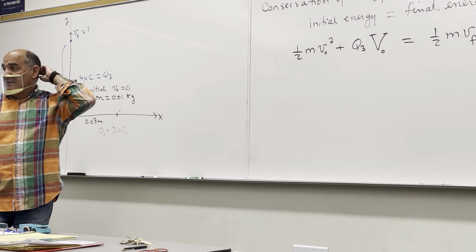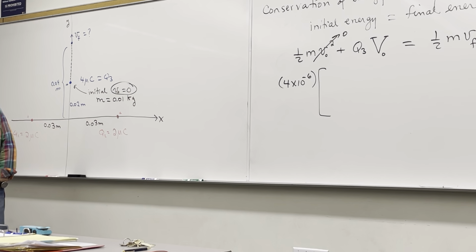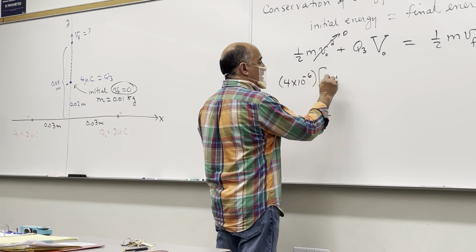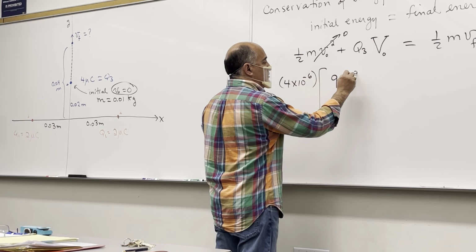Q3 is 4 microcoulombs, so it'll be 4 times 10 to the minus 6 coulombs, right? That's Q3. What should I write down for V naught, or V initial? What is the electric potential at that point where Q3 is initially? KQ1 over R plus KQ2 over R. So it'll be the potential there due to Q1, KQ1 over R1, plus the potential there due to Q2. So it's KQ1 over R1, so it'll be K, 9 times 10 to the 9th.